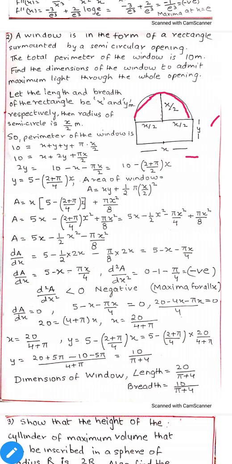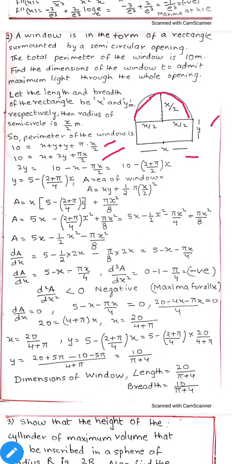There are two breadths, one length, and one side we are having a semicircular portion which is having circumference pi r, where r is x by 2. So we get the perimeter 10 is equal to x plus y plus pi x by 2. Y plus y is 2y. 10 is equal to x plus 2y plus pi x by 2.